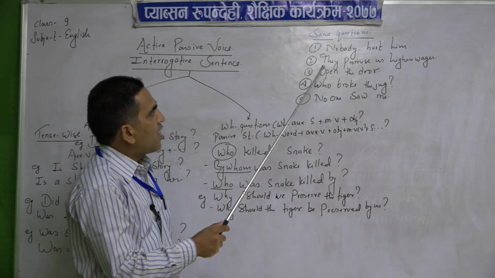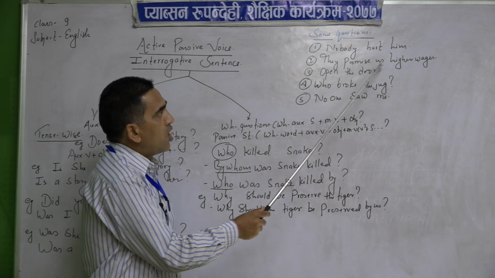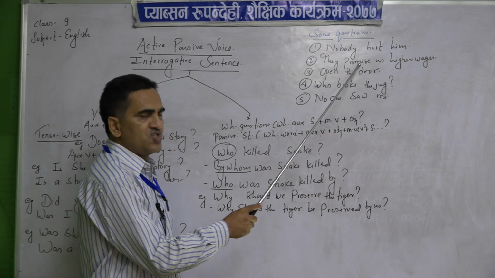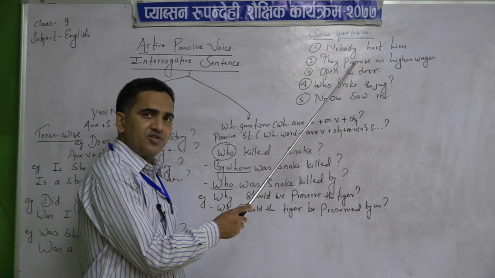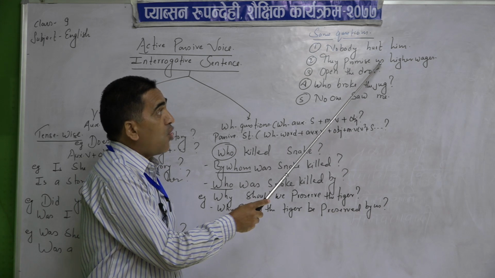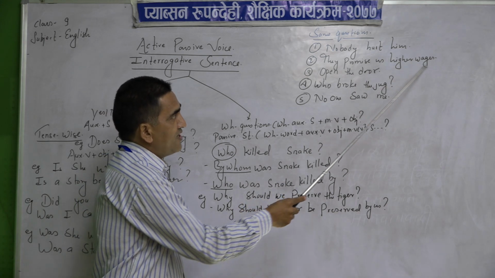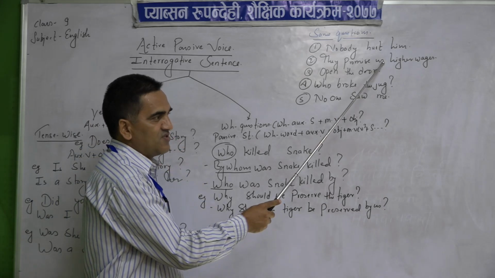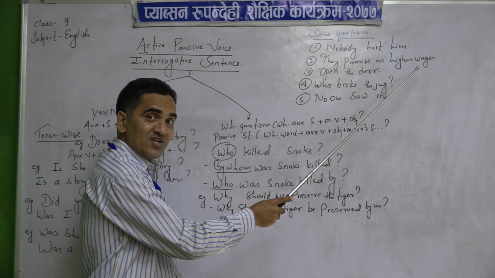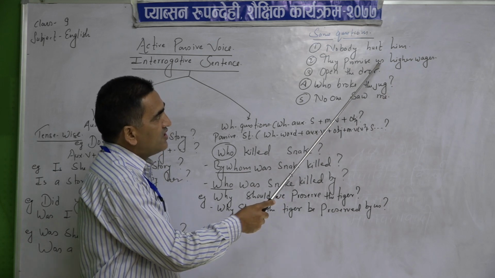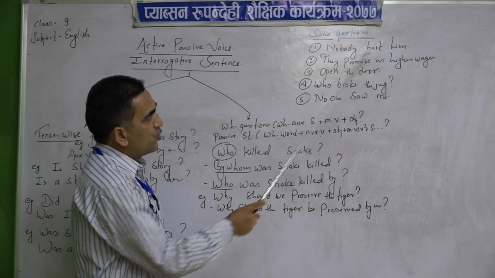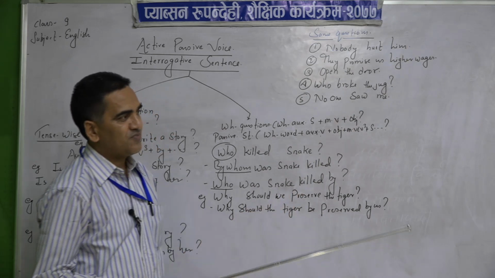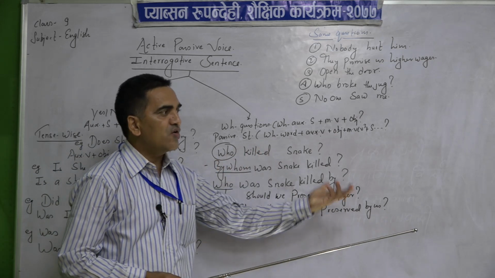Very good. Now question number 2. They promise us higher wages. Here you will find it is written in simple present, my dear student. This sentence is written in simple present and there are two objects, us and higher wages. Two objects are there. You can change according to the first object, or you can change according to the second object. According to the first object, us should be changed into we. We are promised higher wages.